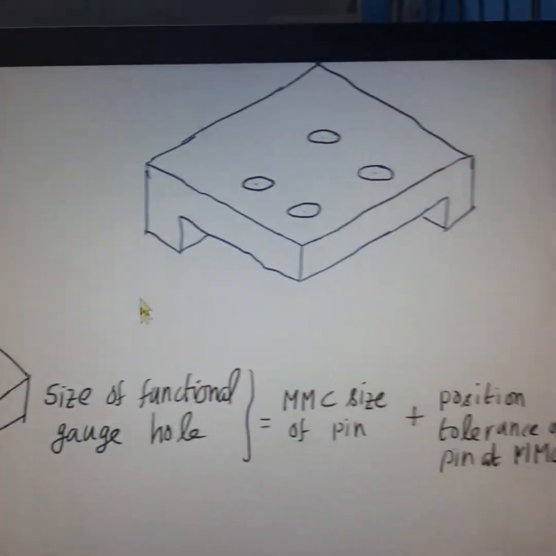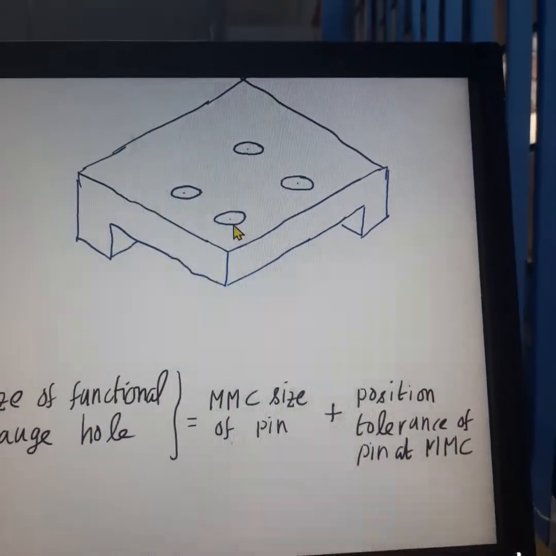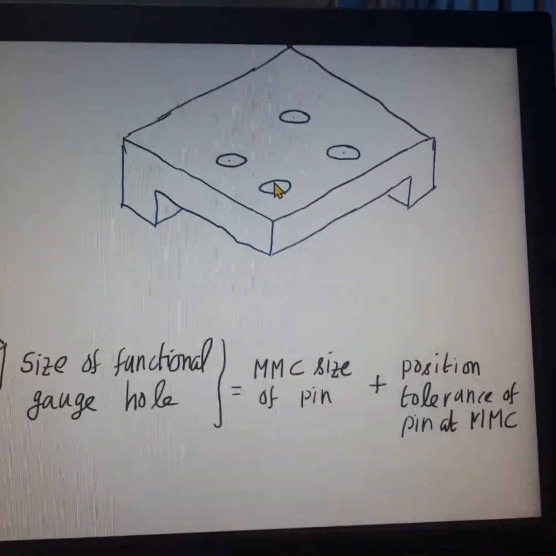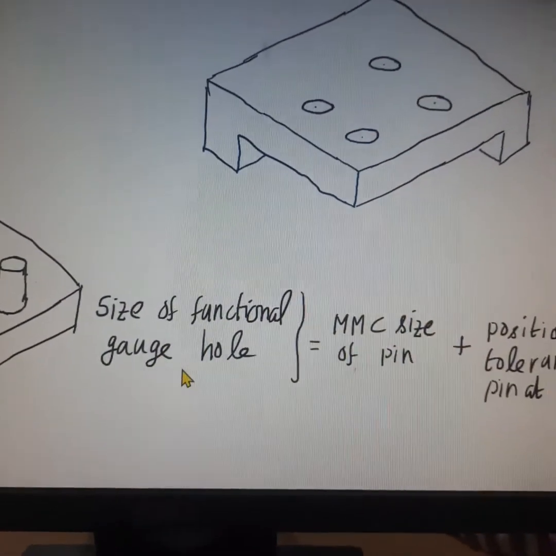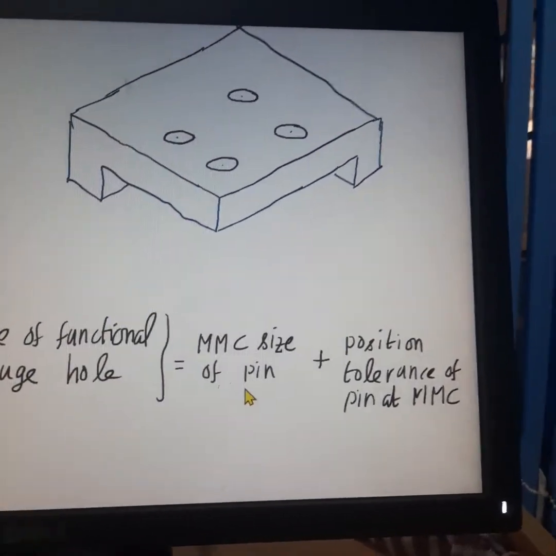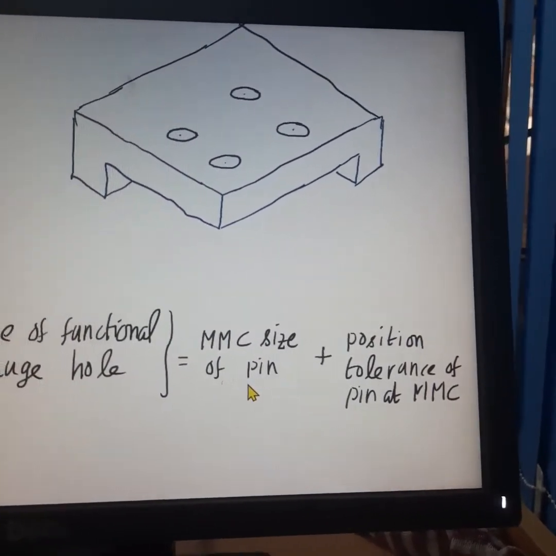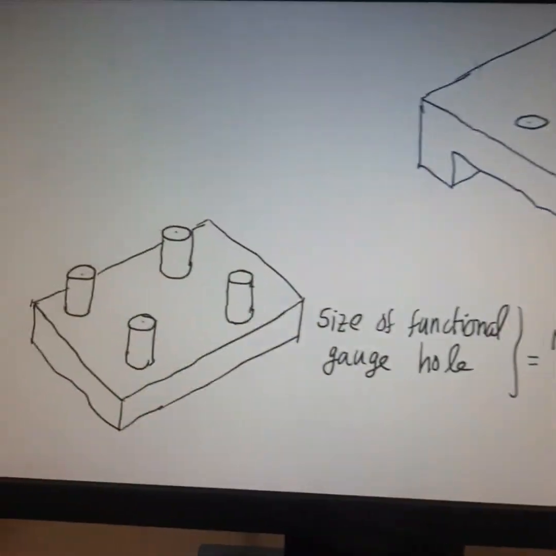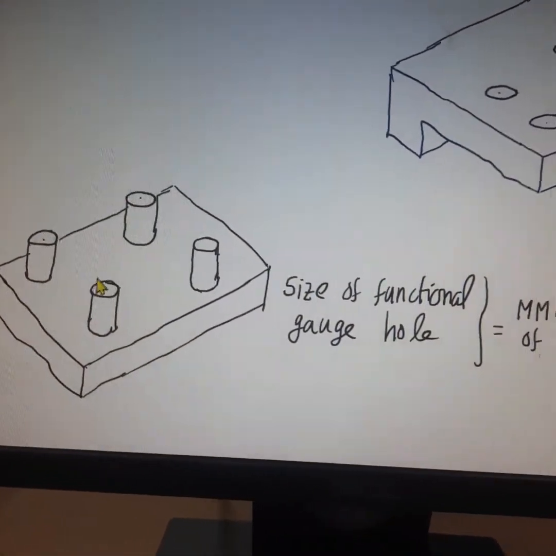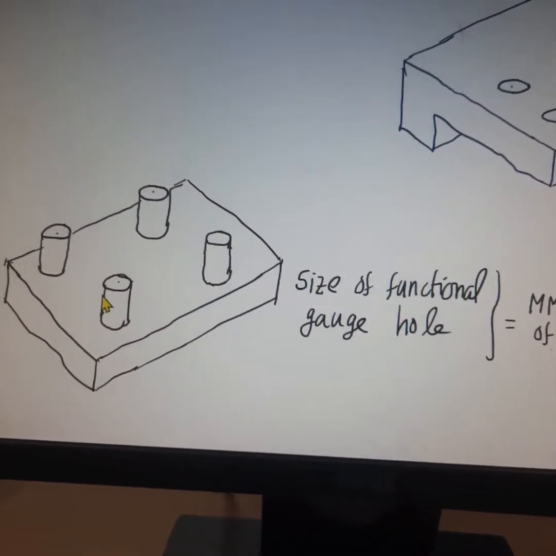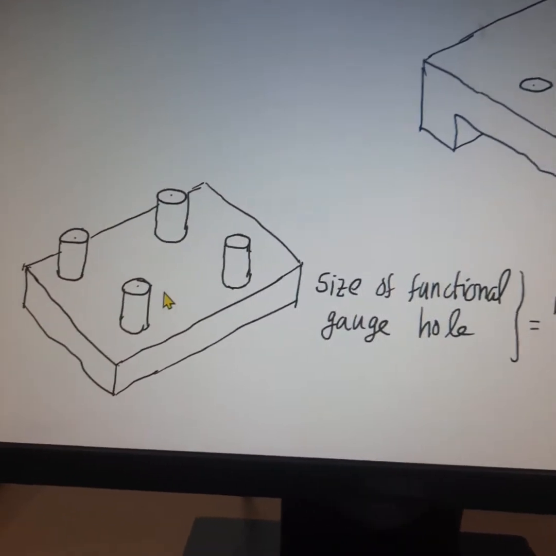How do we arrive at the functional gauge hole size? We have to decide the size of the hole on the functional gauge using this formula. The size of the functional gauge hole is given by the MMC size of the pin on the component plus the position tolerance of the pin at MMC. So what is the MMC size of this pin on the component and what is the position tolerance at MMC?